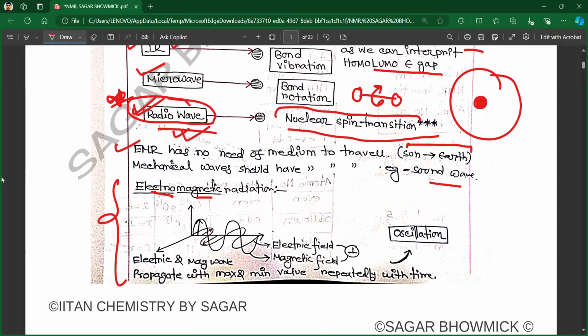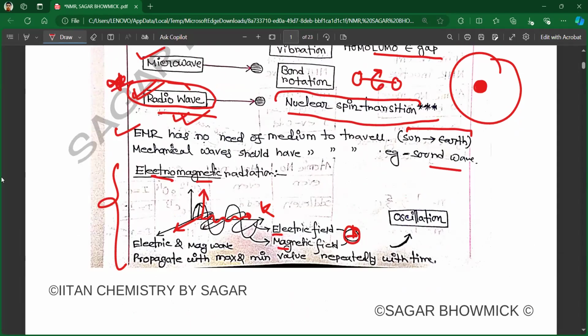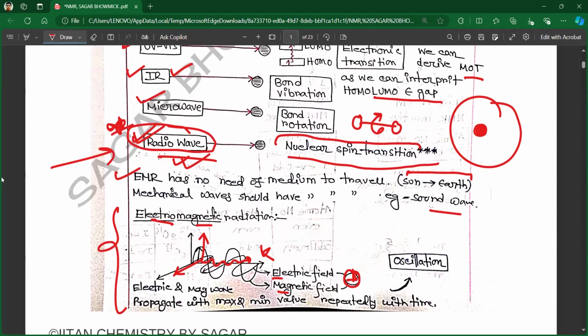Actually, there are three components: electric field, magnetic field, and propagation constant. Electric field and magnetic field are perpendicular to each other, right? If the electric field is in the x-axis and the magnetic field in the y-axis, it will propagate through the z-axis. So electric field, magnetic field, and propagation constant k are mutually perpendicular to each other, and this is the property of an electromagnetic wave. Radio wave is also an electromagnetic wave, so it will also have this kind of property.